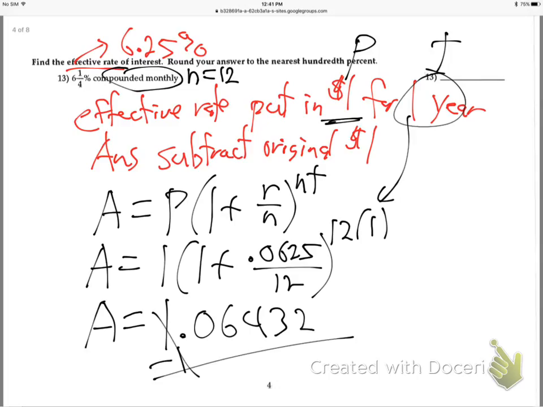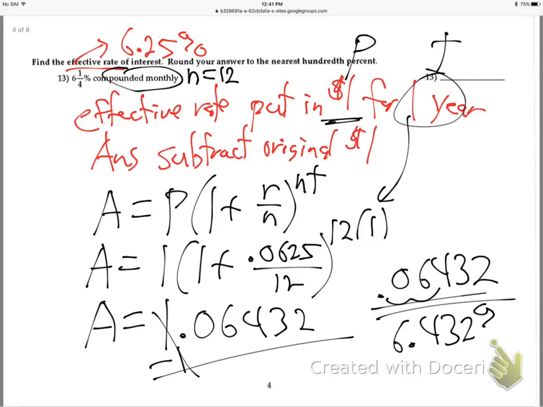You subtract the original dollar because you just want the growth. You don't want the original dollar. You put in $1, so the 0.06 is the growth. Change that to a decimal, move it 2 places: 6.432%. I think they want it rounded to hundredths, so 6.43%. That means 6.25 is really 6.43. 6.25 done monthly is really 6.43 done once a year. That's what the effective rate means: what's the real effect in 1 year? Your money will really grow by 6.43% when you do 6.25 12 times a year.